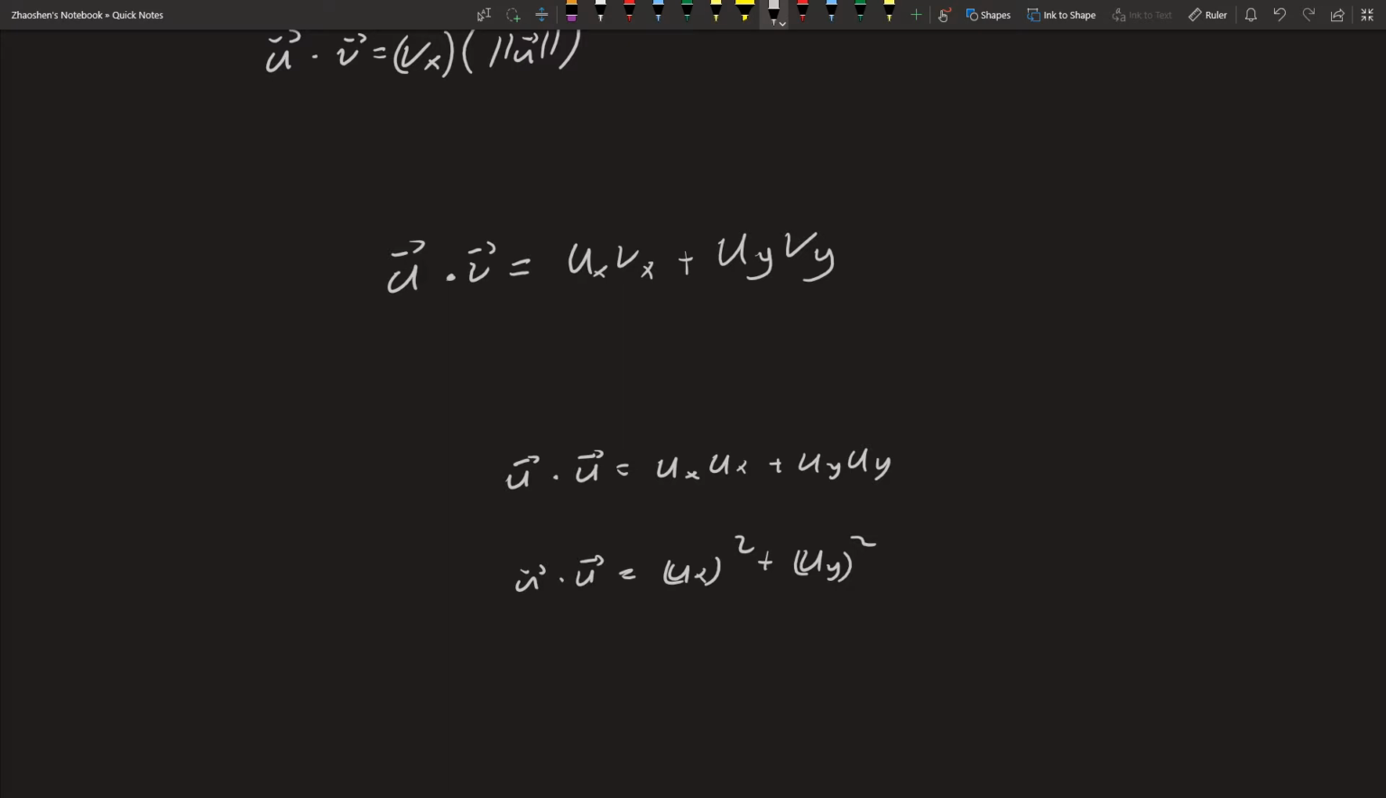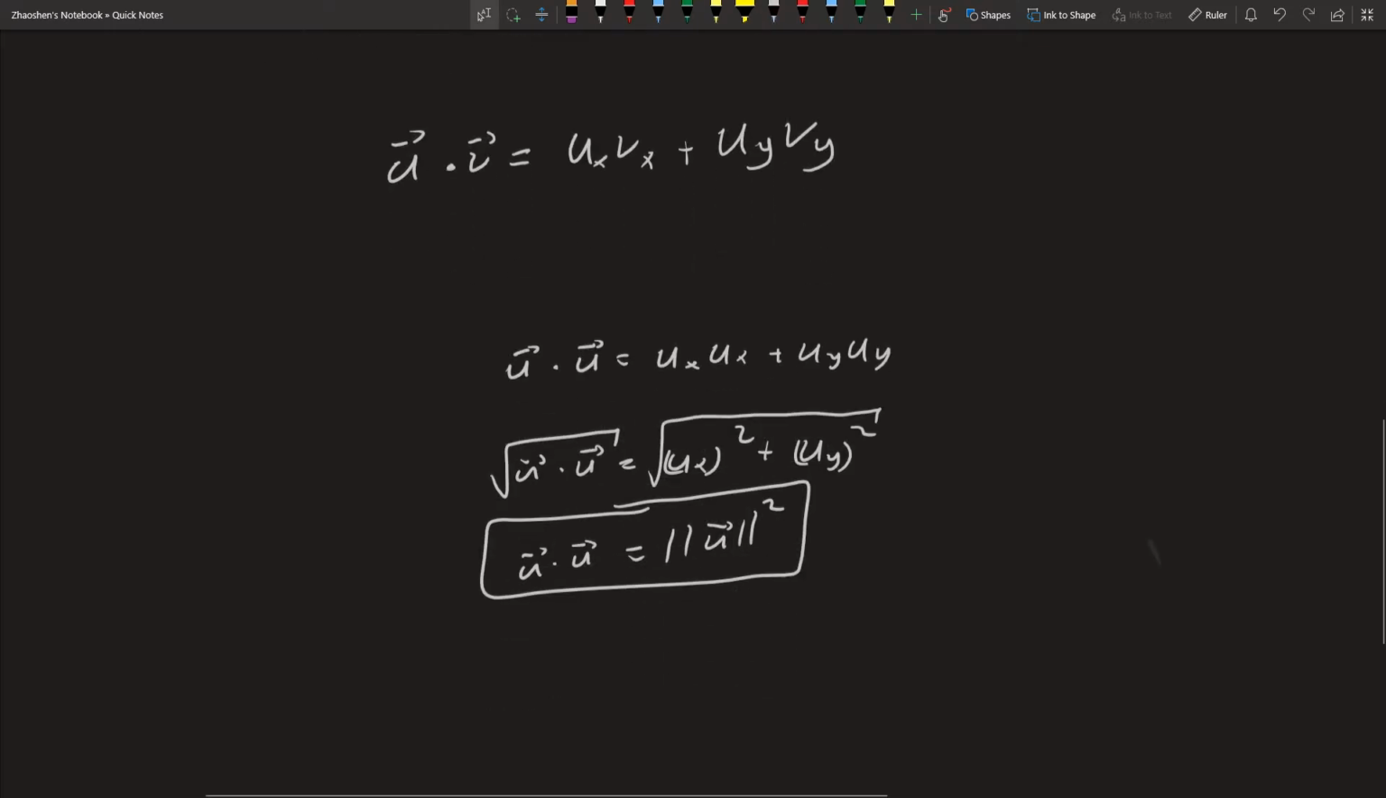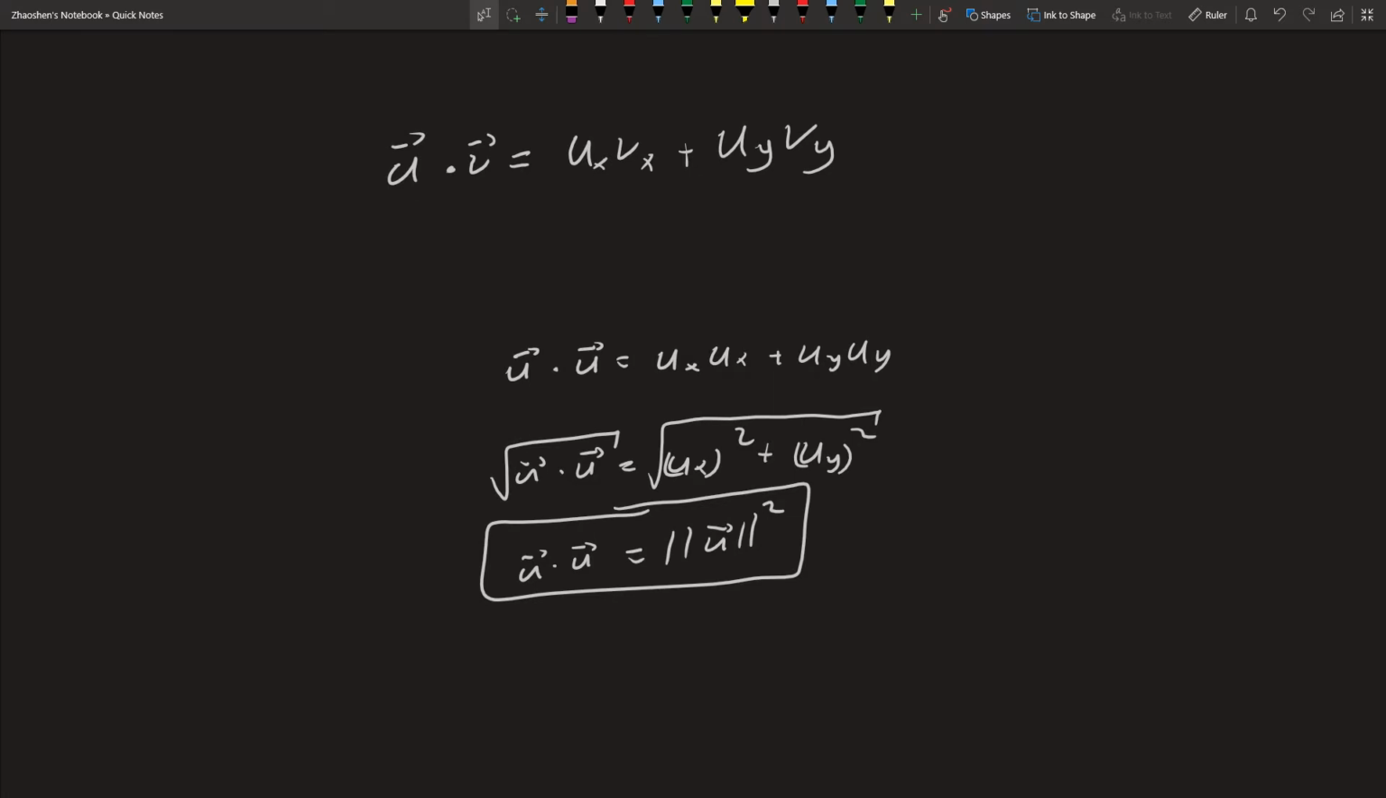Now, what if I take the square root of this? Of course, I'll take the square root of both sides. The right-hand side will just be the magnitude of u, right? Since magnitude is defined to be the square root of the sum of the squares of their components, right? This is just the magnitude of u. So u dot u is equal to magnitude squared. I move the square root to the other side. This is the property that you need to know. If you have magnitude squared, then that is equal to the vector dot product with itself.